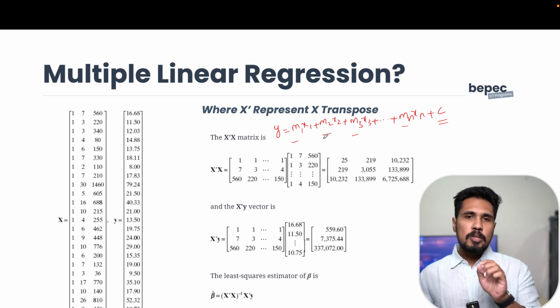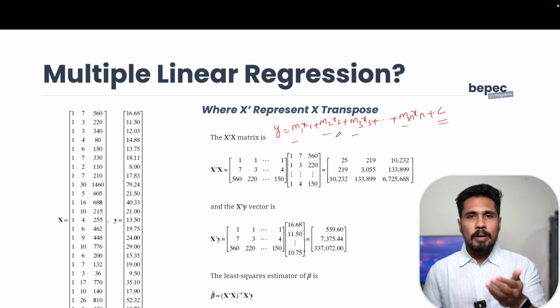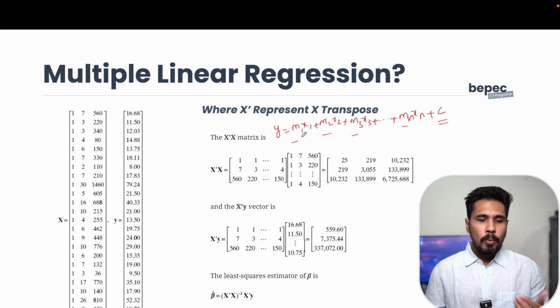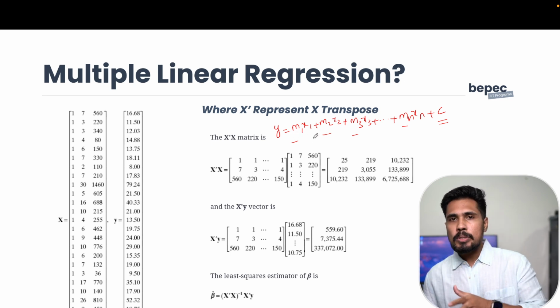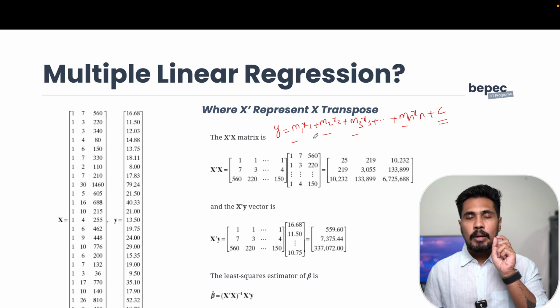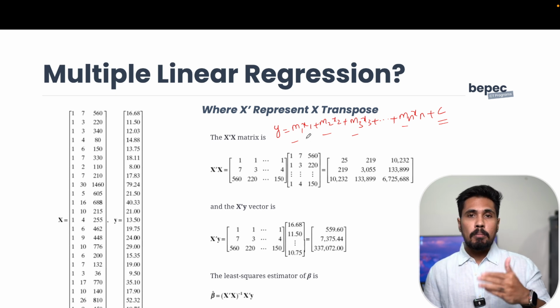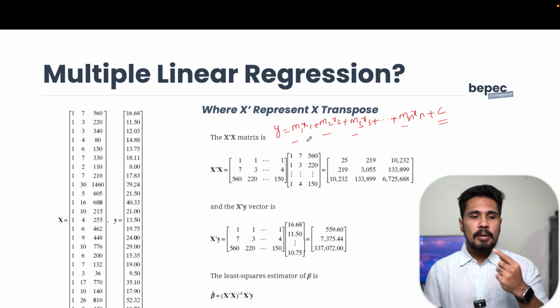Now if there is more than one input parameter, we get into multiple linear regression. So we saw how exactly to calculate the m value and c value if there is only one input parameter. But if there are multiple input parameters, how exactly do we need to check it?